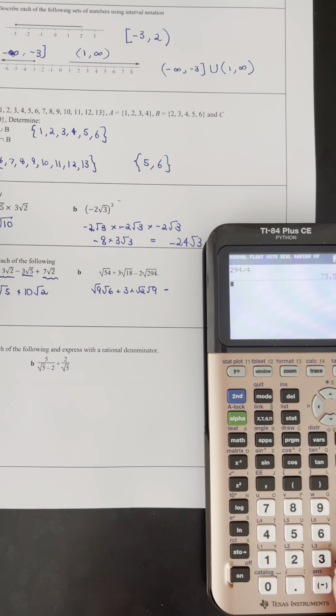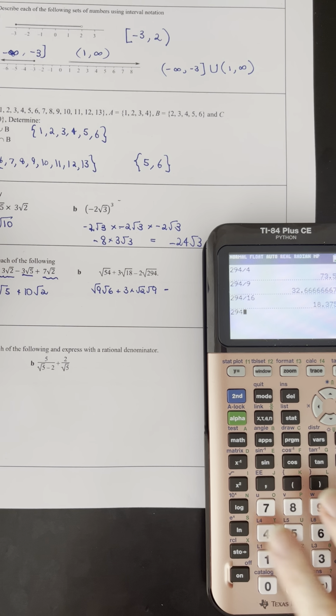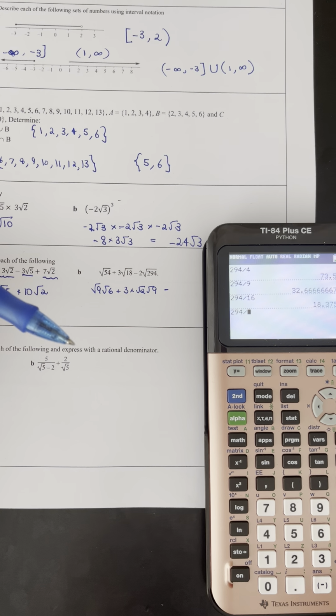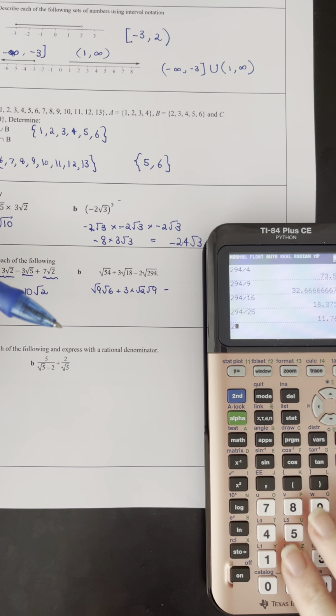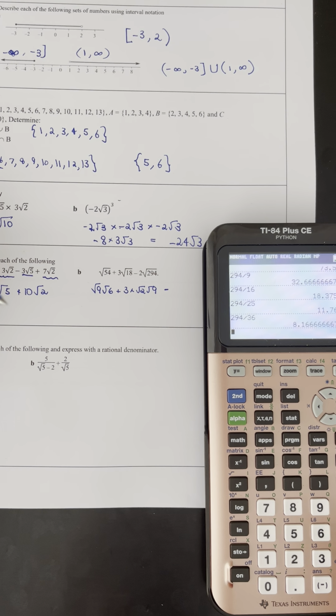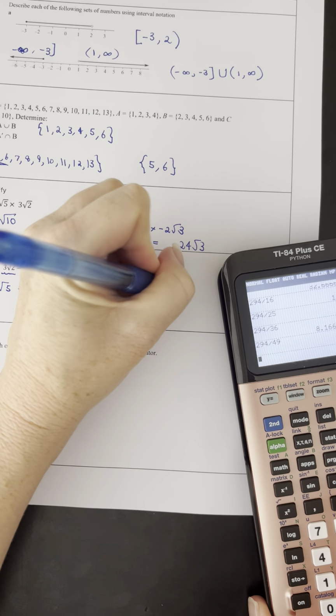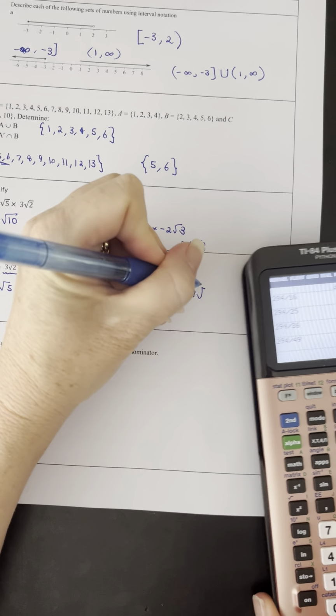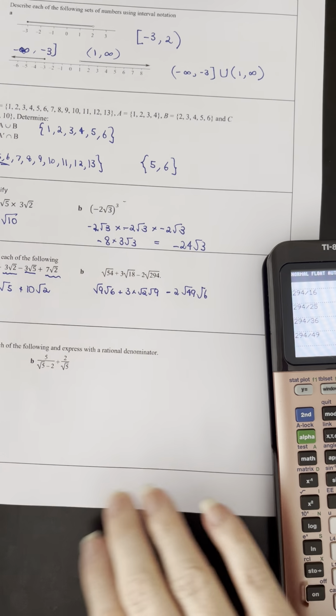So we've tried 4. Then we try the next one, which would be 9. Then we try the next one, which would be 16. Then the next one, which would be 25. Then the next one, which would be 36. Yes, we've already tried that. Then we will try the next one, which would be 49. And we get a 6 there. So we've got 2√49, and then that is the 6 there.